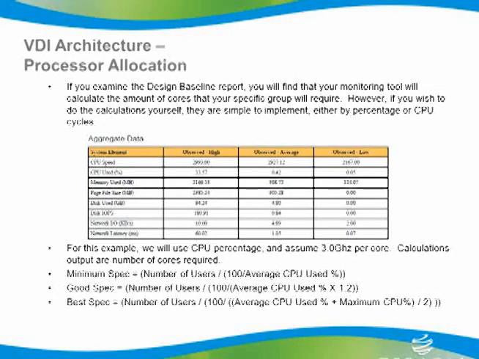Now, if you examine this design baseline report, you're going to find that your monitoring tool will calculate the exact amount of cores that your specific group will require. Makes it easy for you. However, if you wish to do the calculations yourself, they're very simple to implement, either by percentage or CPU cycles, but I don't advise CPU cycles, again, because of the IPC factor. So for this example, we're going to take a look at CPU percentages and assume 3 gigahertz per core, just to keep the IPC nice and simple and across the entire flat line. Calculations output our number of cores required.